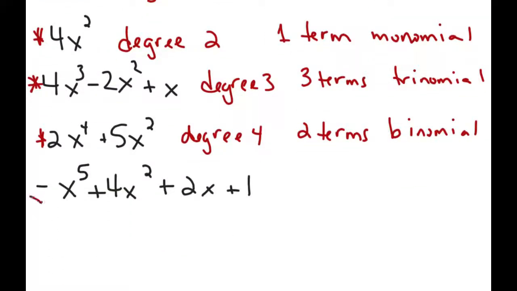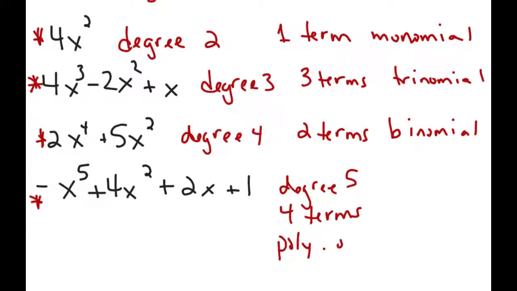The last one here, negative x to the fifth plus 4x squared plus 2x plus 1. The biggest exponent is 5, so we say it's degree 5. It has four terms. It doesn't have a special name. We just call it a polynomial of degree 4, or the book calls it polynomial of 4 terms. Any of those should suffice.